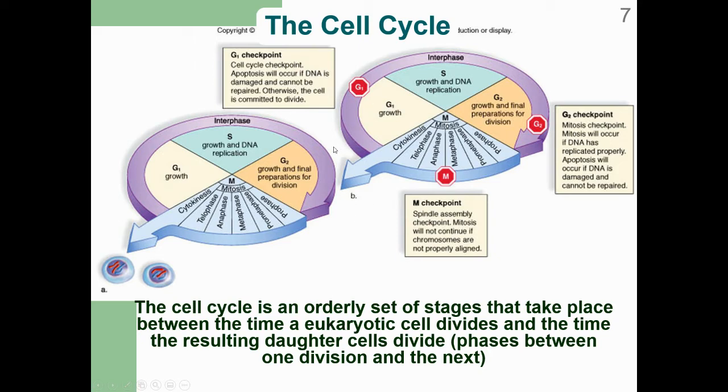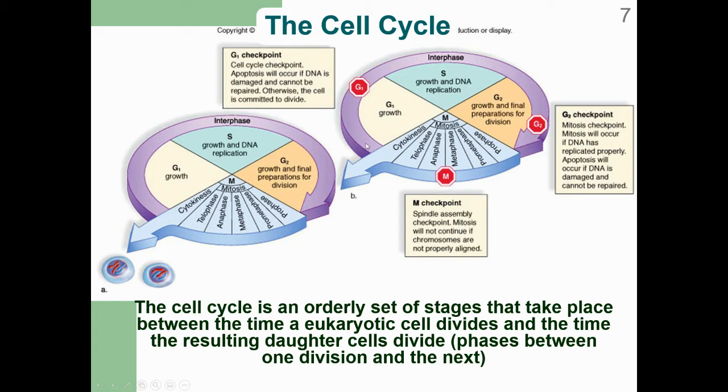So I start with one cell. It goes through one cycle of its life, finishing with division, resulting in 2 daughter cells. Now each of these 2 daughter cells will go through those same stages, and in the end, each one will be 2, so it'll be 4 cells. So that is the cell cycle.